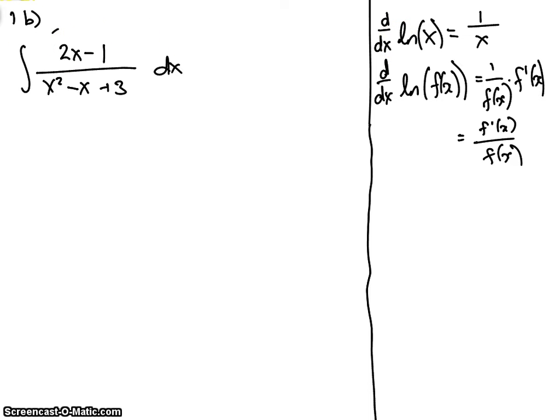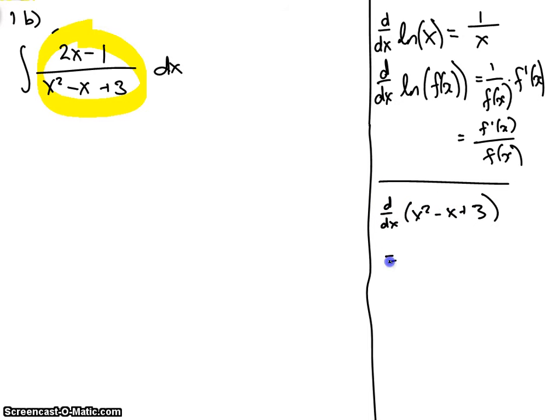Especially if we look at this function here, right? If we look at it, what do we see? We see that if you differentiate x squared minus x plus 3, you actually get 2x minus 1, right? Straight away. So that means I know straight away, without doing anything, this is going to be the ln of the absolute value of x squared minus x plus 3, and of course, plus a constant of integration.